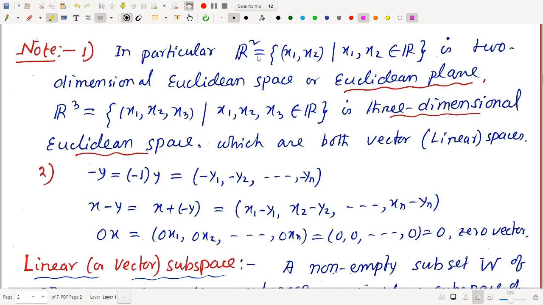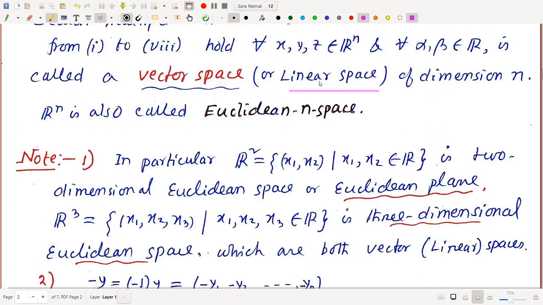Note, in particular R^2, if we take n = 2, is the set of all ordered pairs of real numbers (x1, x2), the two-dimensional Euclidean space or Euclidean plane. R^3 is the set of all ordered triples (x1, x2, x3), where x1, x2, x3 are real numbers, the three-dimensional Euclidean space. R^2 and R^3 are both linear spaces, as we have seen R^n is a vector space.